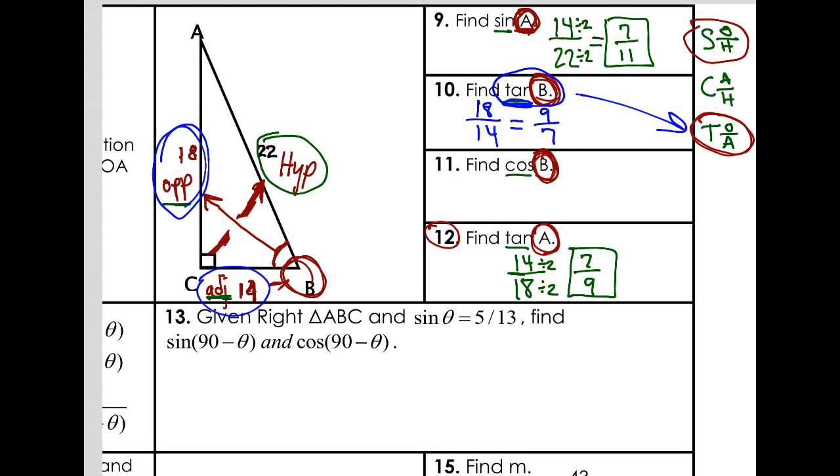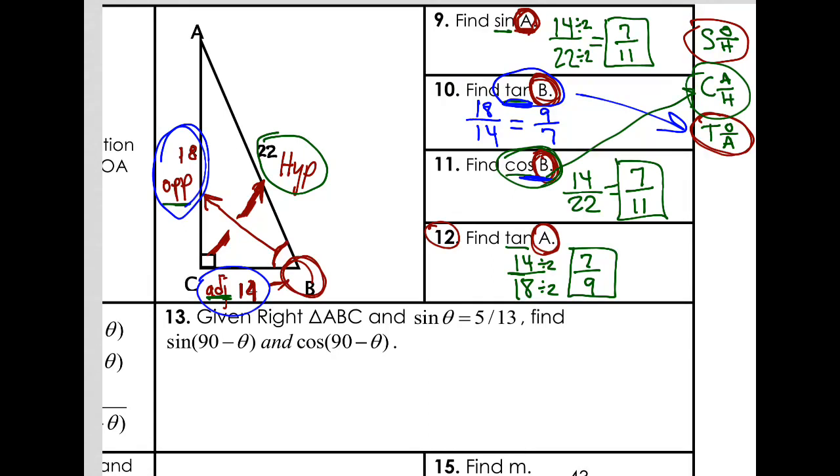And now if we look at number 11, it's asking for the cosine of B. Well, remember cosine is adjacent over hypotenuse. So adjacent is 14 and hypotenuse is 22. So we have 7 over 11. And there we have it, 7 over 11.